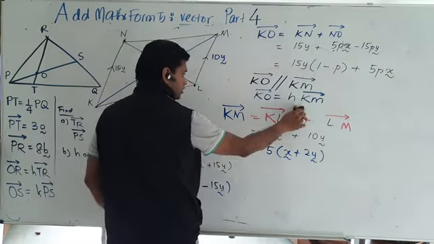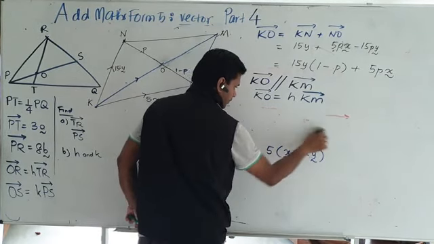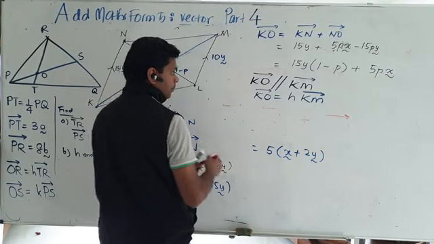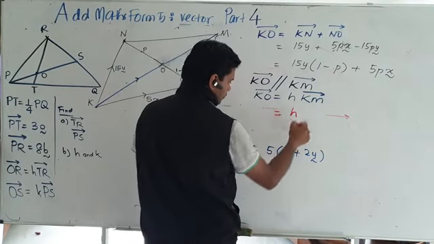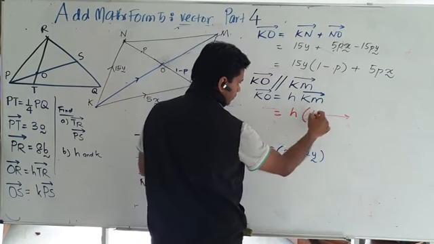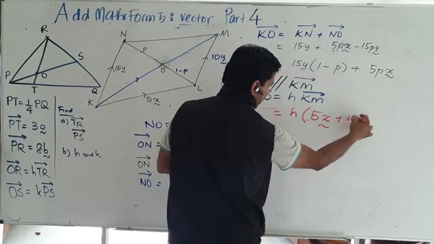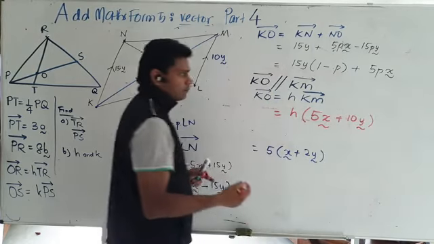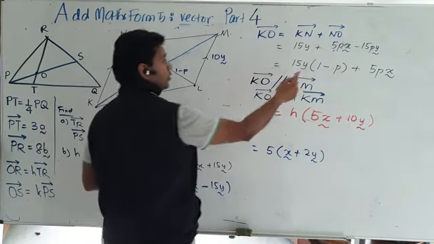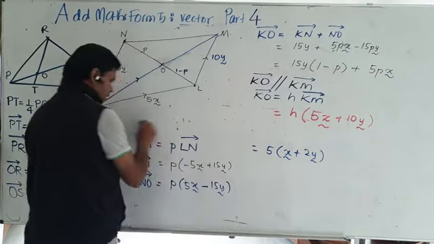I'm going to erase this off. I'm going to keep this as KM, so I'm going to write H, KM here. KM is 5x plus 10y. That's KM. And what is KO? Let's write down KO. I'm going to erase this.